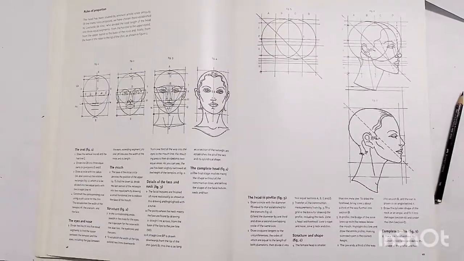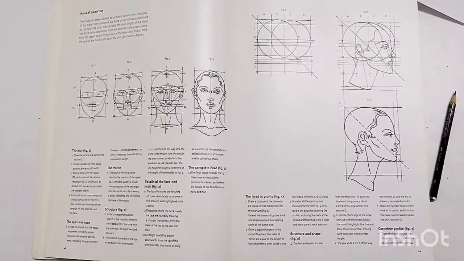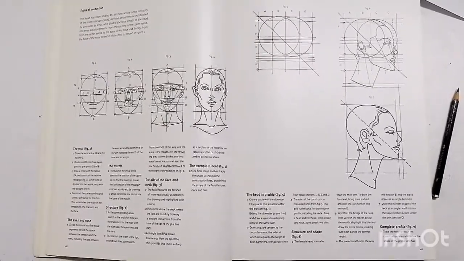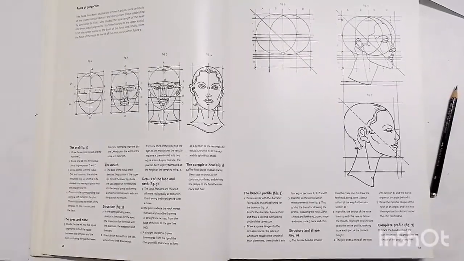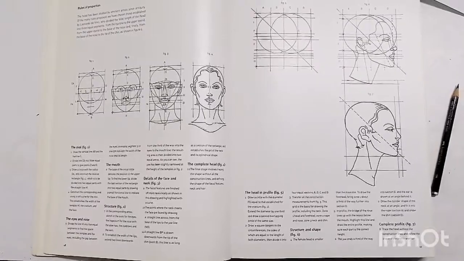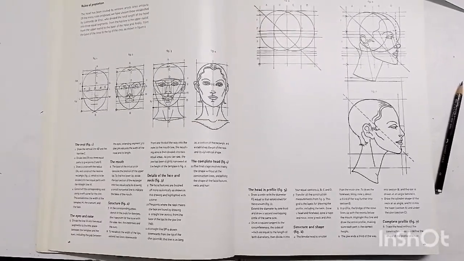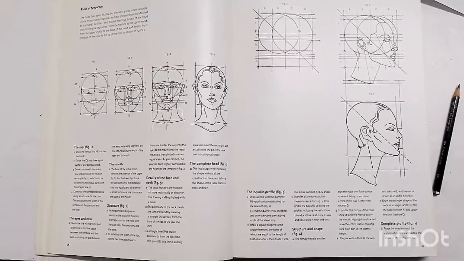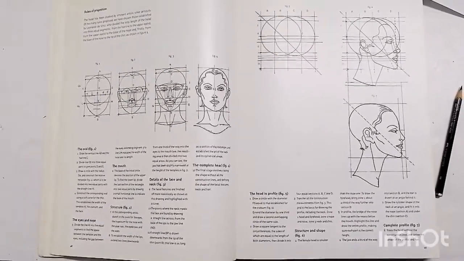Class, today we will be learning about the rule of proportion for the drawing of the head. We'll be studying how to calculate and draw all the boxes and where to place your eyes, your nose and your lips in the face. We'll be doing front view and side view.